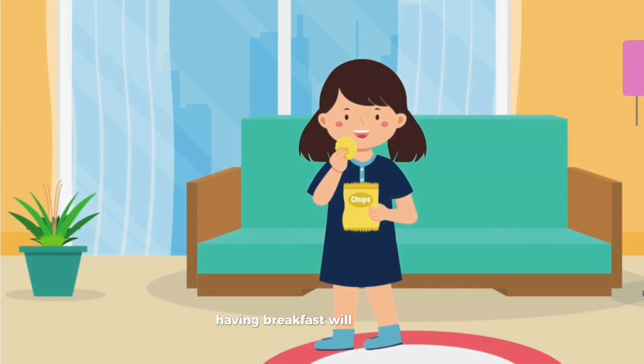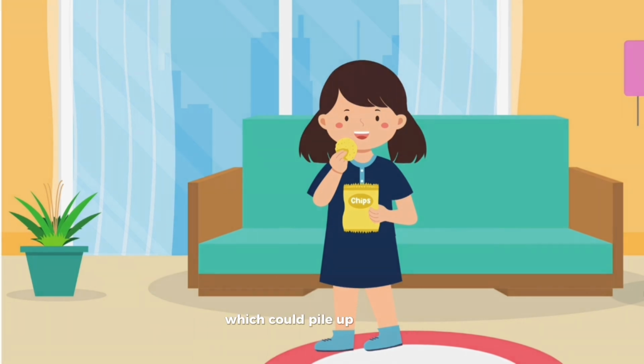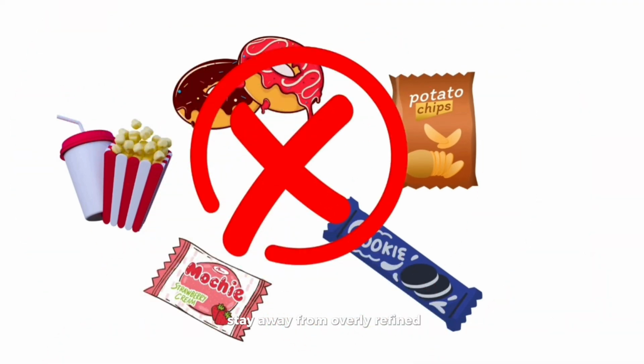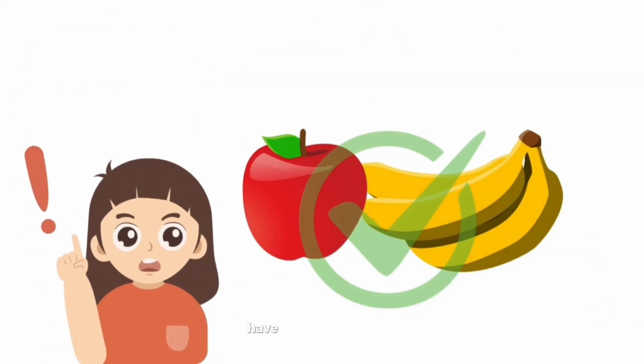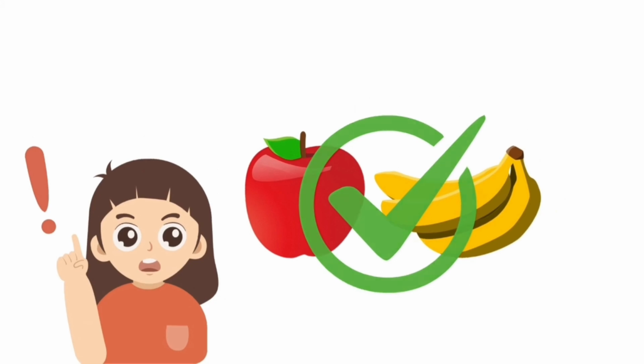Having breakfast will also control our appetite. If we don't eat breakfast, we are much more likely to end up snacking throughout the morning, which could pile up unhealthy calories. Stay away from overly refined snacks with added sugar. So, if you do feel like snacking, have some slices of fruit.